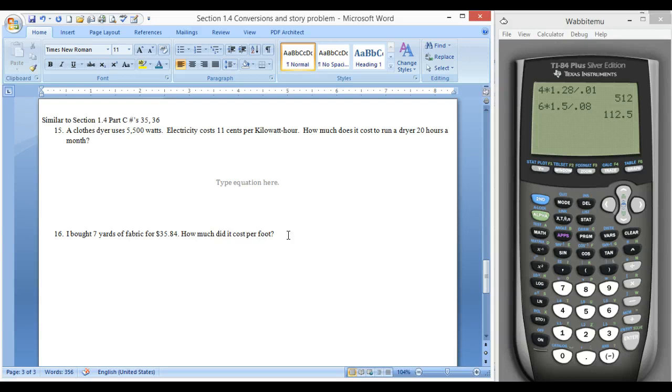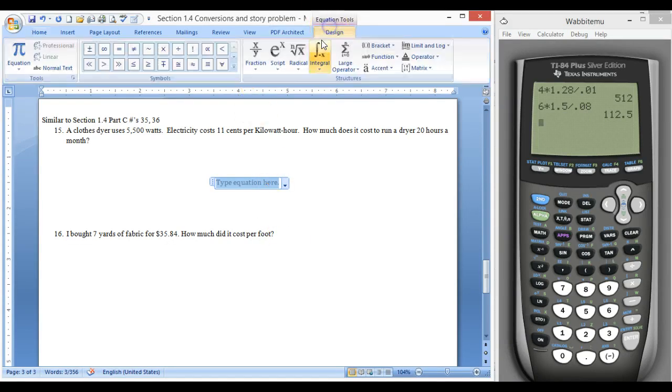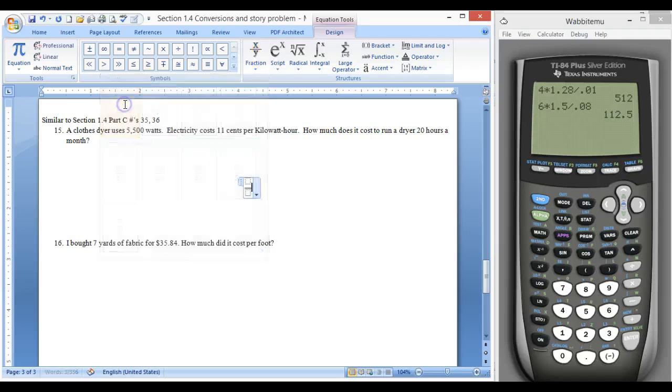Okay, so I've already inserted our equation, and I want the cost per month. So how much does it cost to run the dryer? And since I'm working with month, I'm just going to put equals cost, because I don't need to put per month on there since I'm working with just the cost, like we did with the lumber.